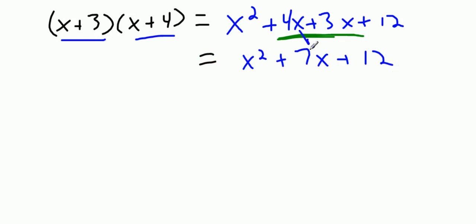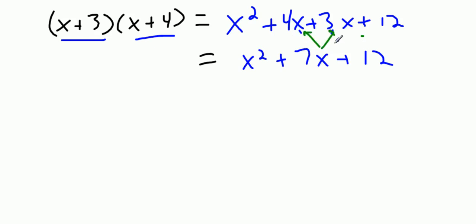And the key here is that the 3x and the 4x, or the 4x and the 3x, whichever way you think about it, come together to make the 7x. Now the issue we're going to have when we factor is that we want to actually go backwards, right? We want to figure out how to take this 7x and split it up into 4x and 3x.